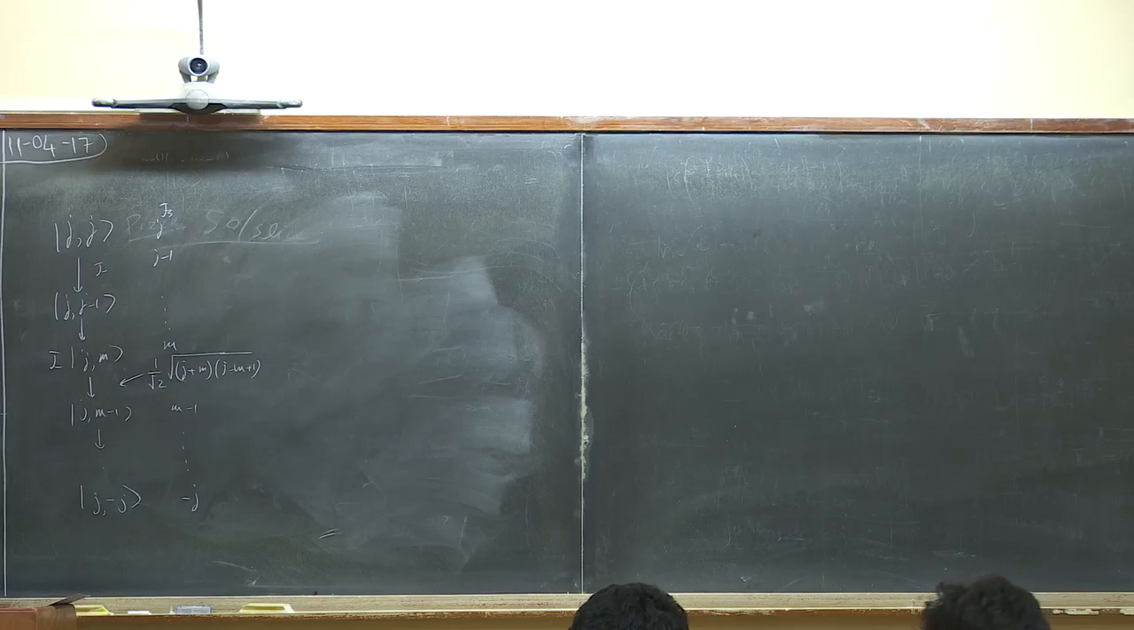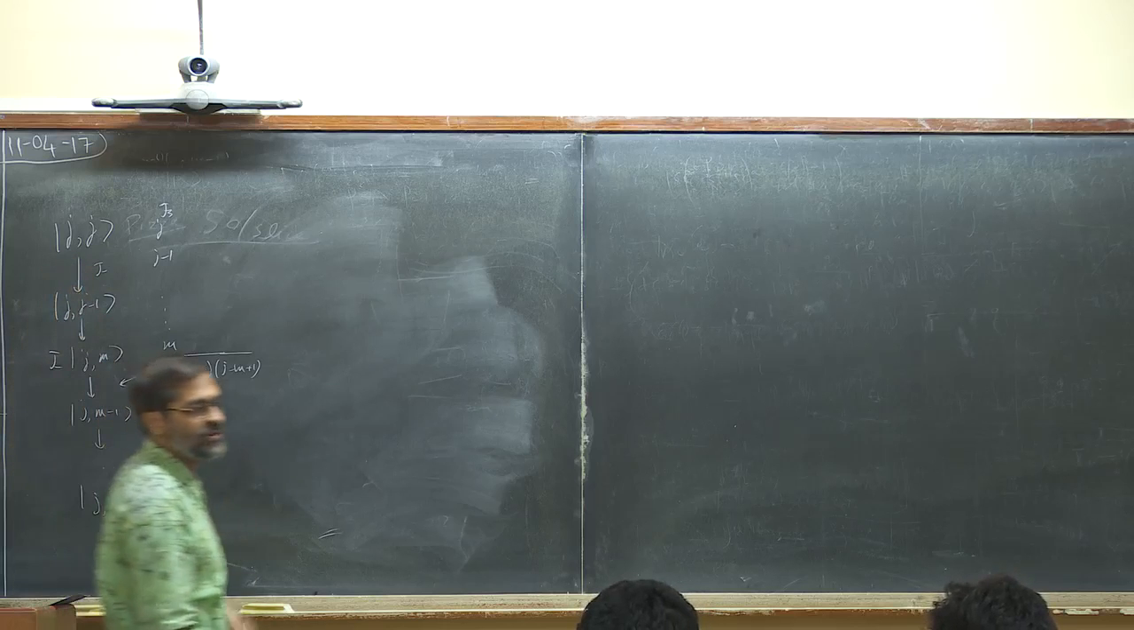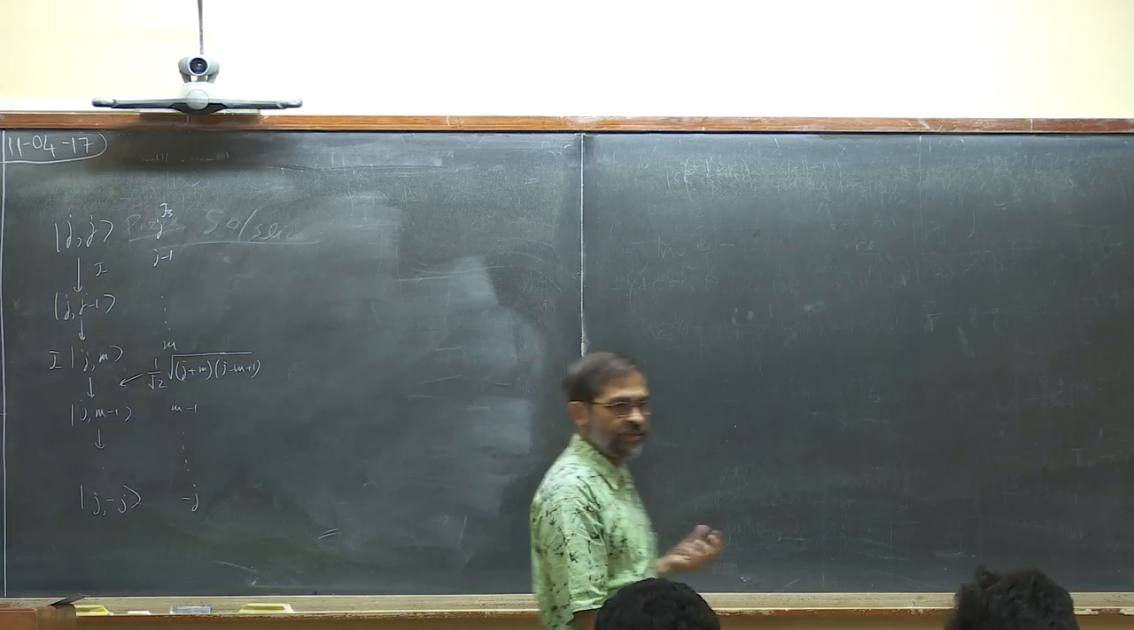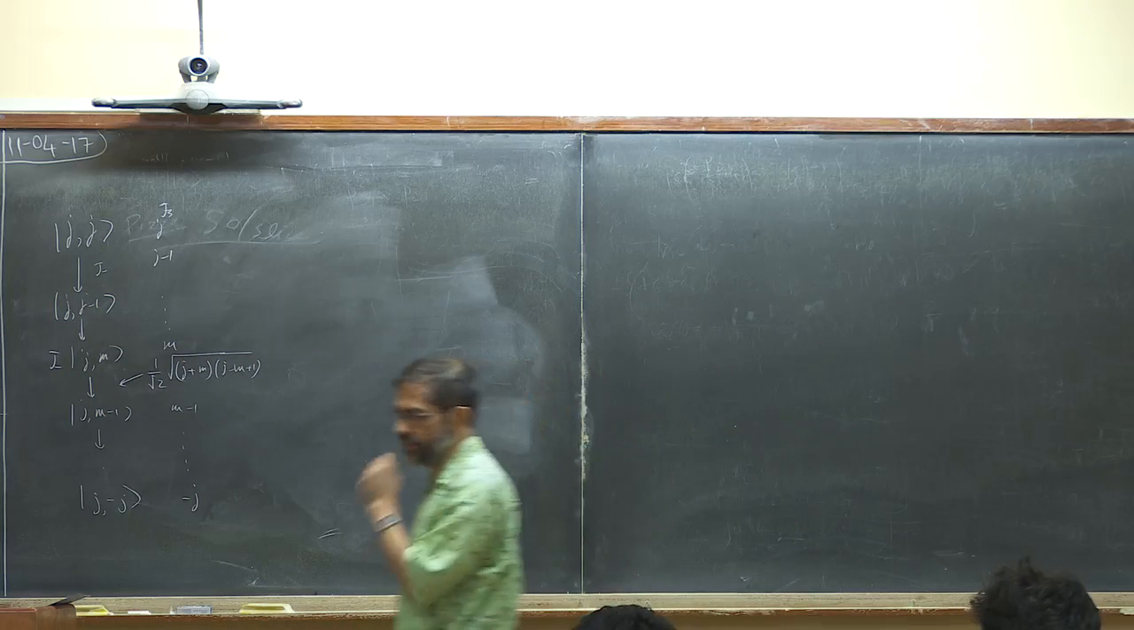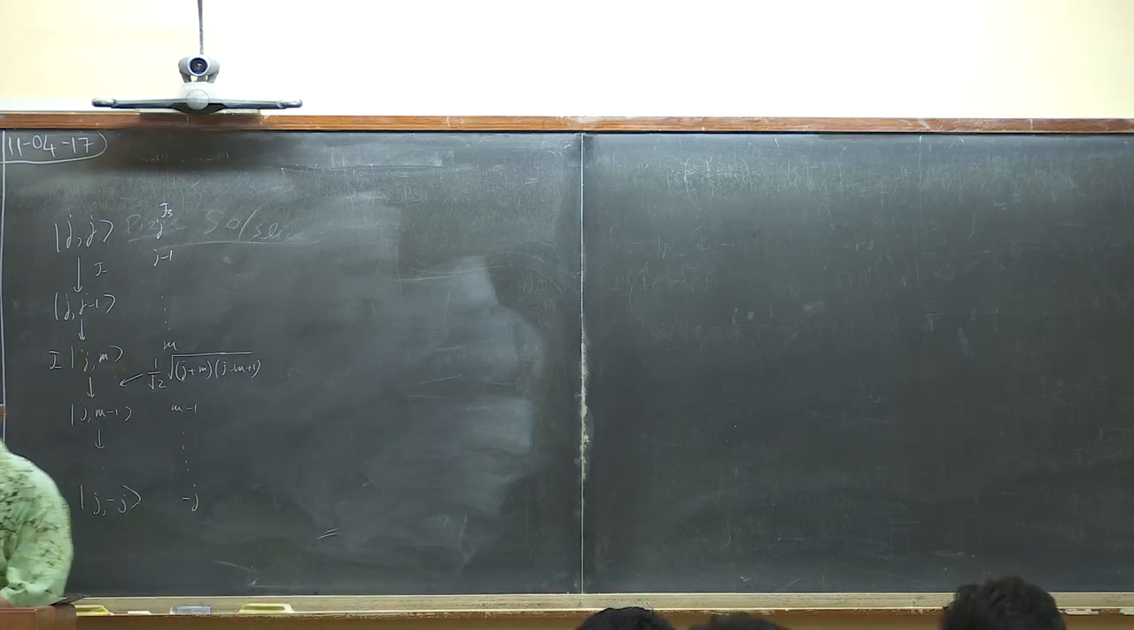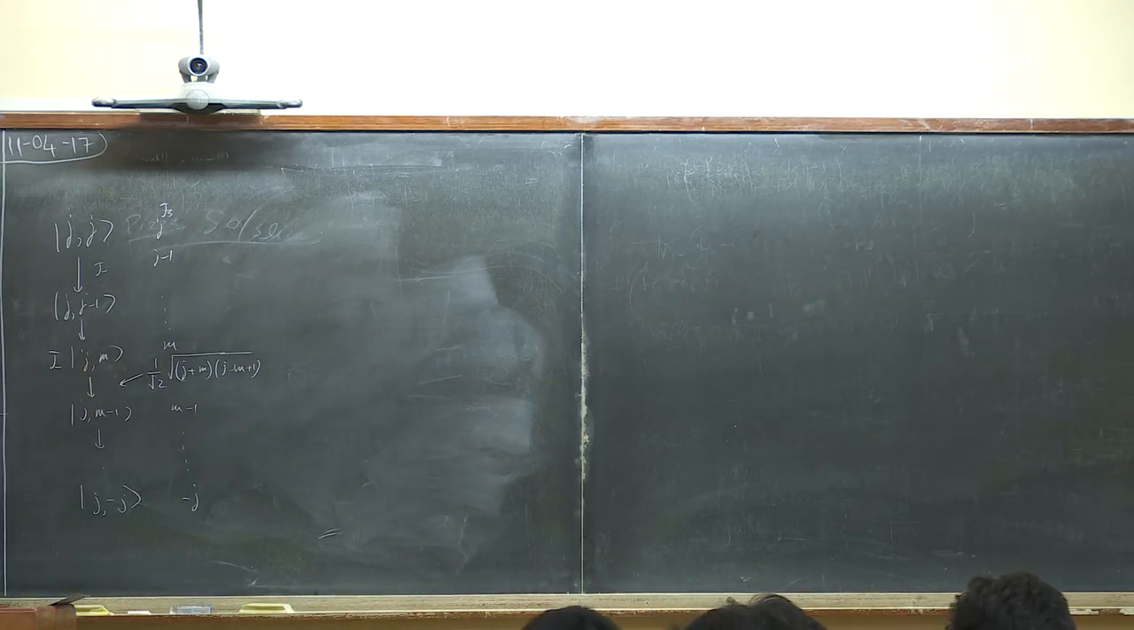Okay, and this was an irreducible representation. It was finite dimensional, and it was a unitary representation, in which I said that J plus and J minus were supposed to be Hermitian conjugates. In other words, Jx and Jy were supposed to be Hermitian operators. So that is what it was.